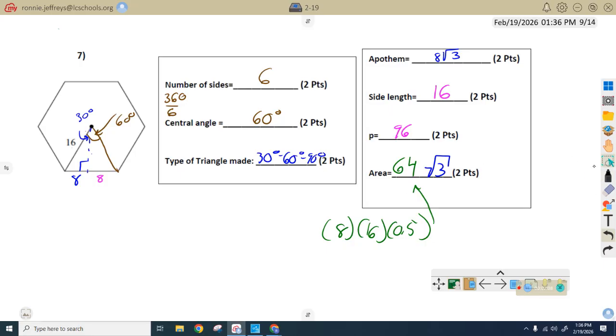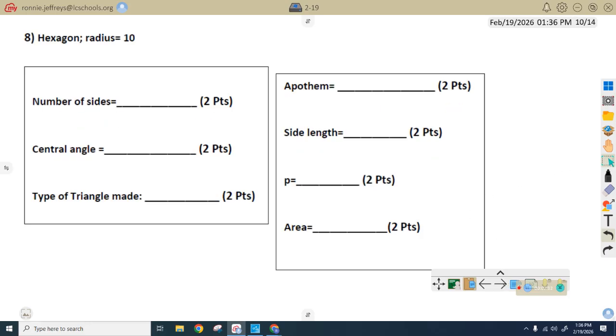Alright, so now we're on to our last one. Hexagon. A hexagon has 6 sides. That's the same thing. So this is 300. Alright, that means the same thing that we had earlier, that our radius is 10. This is 5. This is 5 root 3. So this is 30, 60, 90.